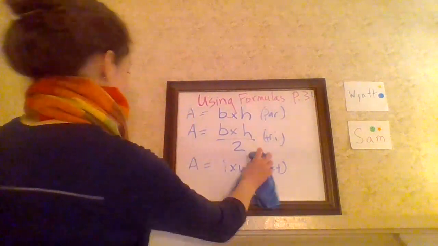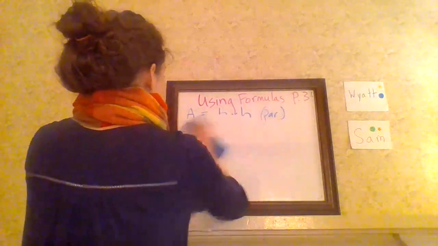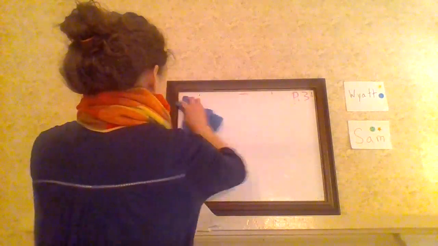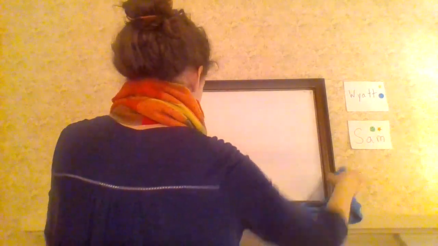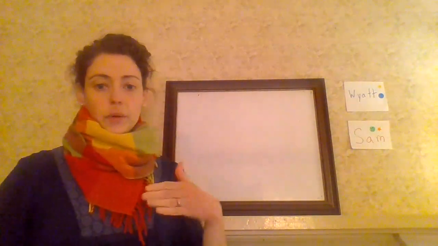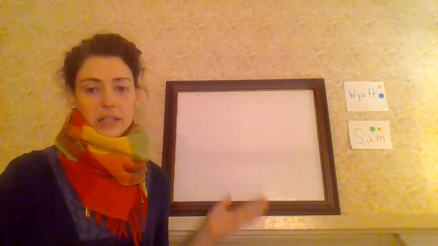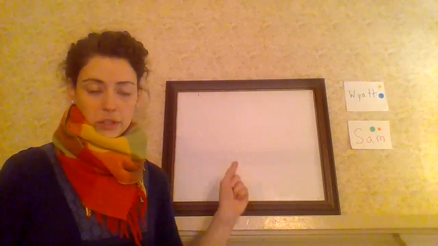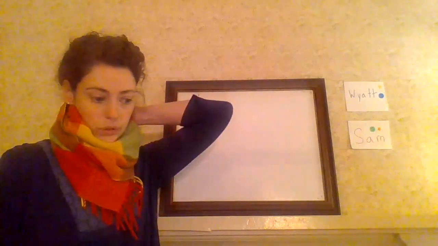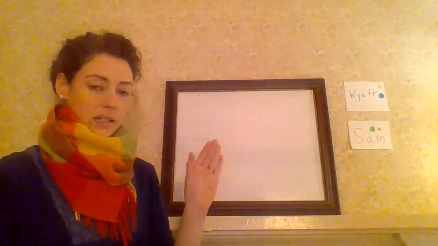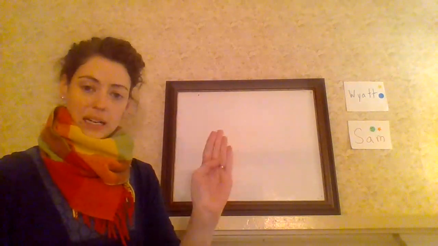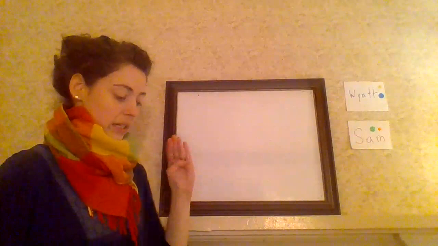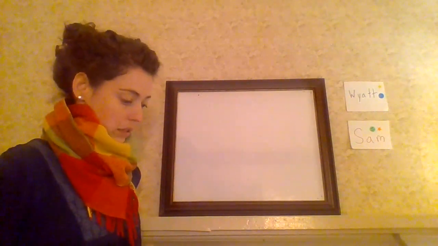So let's go over some problems together. Okay. So we've gone over, if you have a question and you know what the base is and you know what the height is and you know it's a parallelogram, then you put those numbers in the formula and you get your answer. But what if you don't have everything? What if you don't have base and height, but you have the total area? How would you find that out? So we are going to explore that.